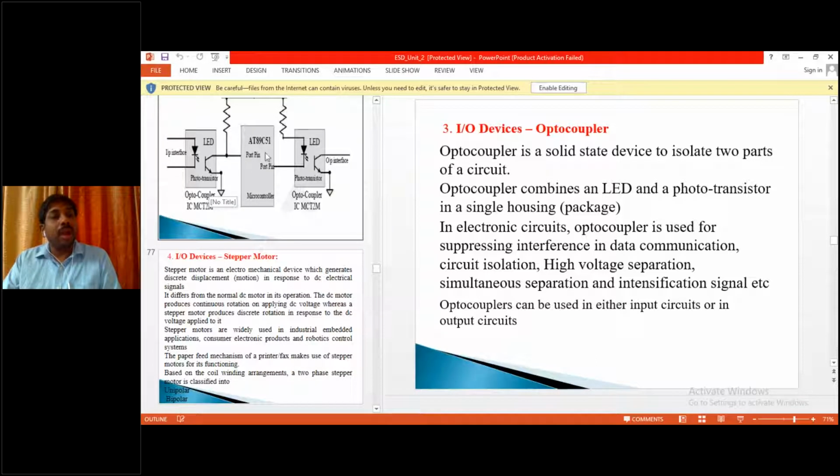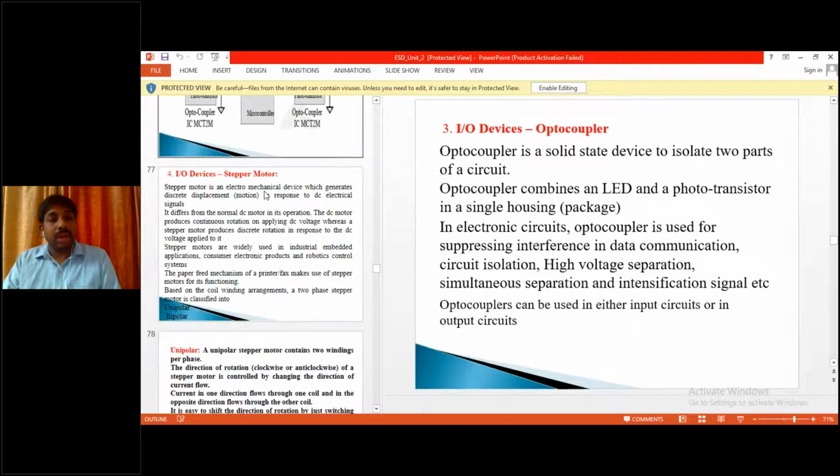So these optocouplers are used as either input circuits or output circuits. So if your port pin of a microcontroller is connected to a phototransistor, the input coming from the interface is passed to the LED. LED generates a specific light which falls on the phototransistor, and it generates a specific voltage which is sent to the port pin, where the input interface is connected to the port pin, and the port pin is connected to the output interface in a similar fashion.